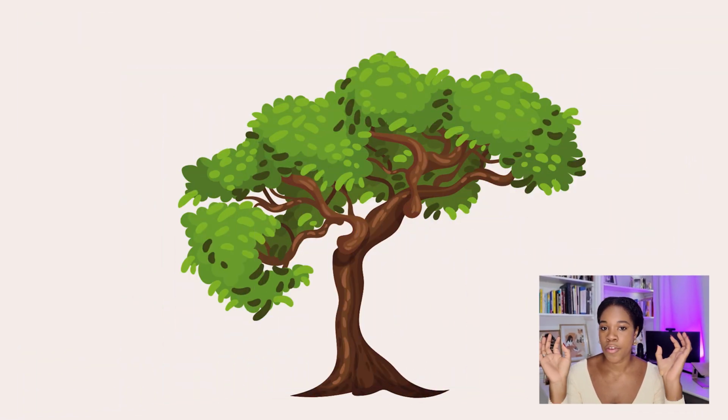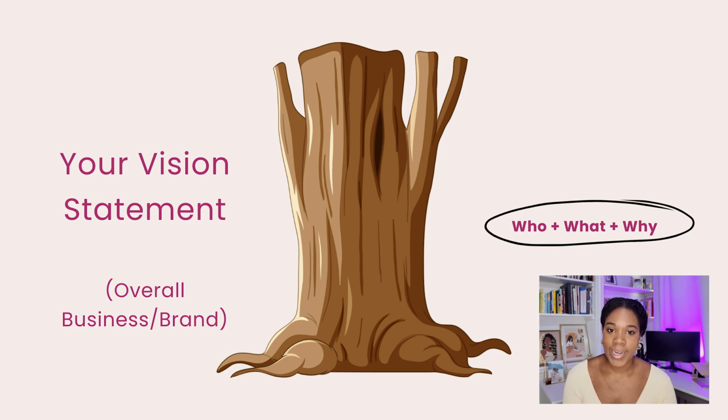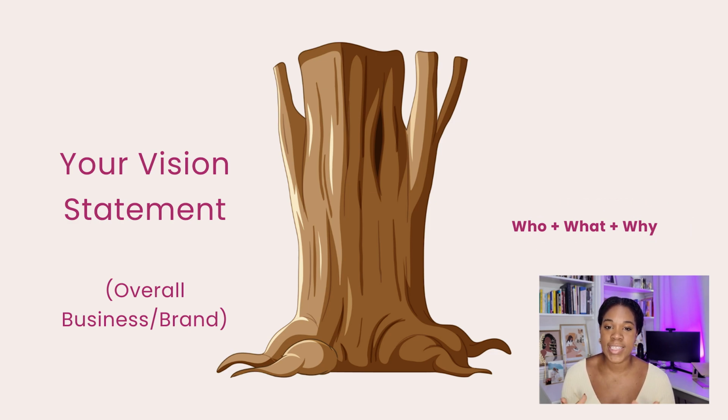So you think of a tree, you've got a tree trunk, you've got branches, and you've got leaves on the branches. These are the three areas that we're talking about. So let's start at the base, the tree trunk. And I really want you to think of the trunk as the anchor. It's rooted, literally, it's not moving, it's not changing. And this is the who, what, and why of your business. This is essentially your vision statement, your mission statement. It is the overall business and brand that is not going to change.